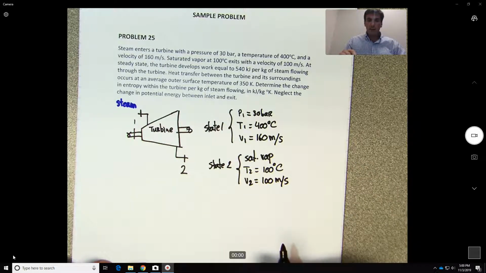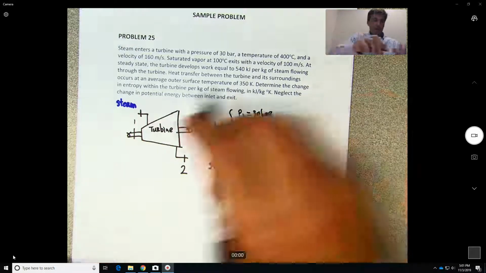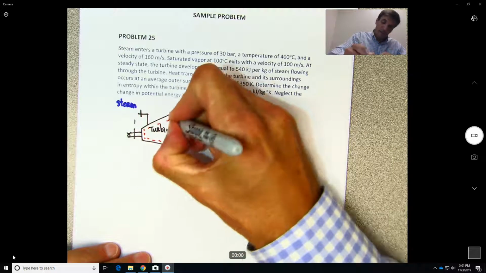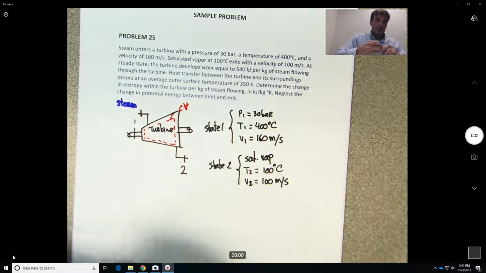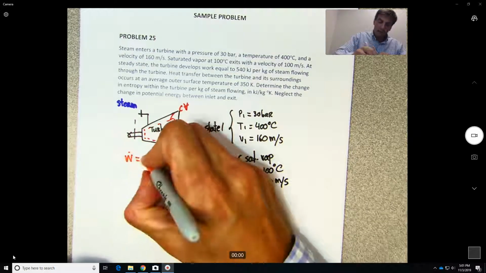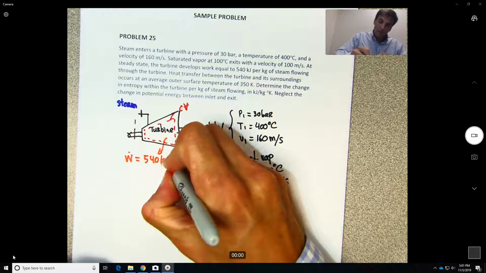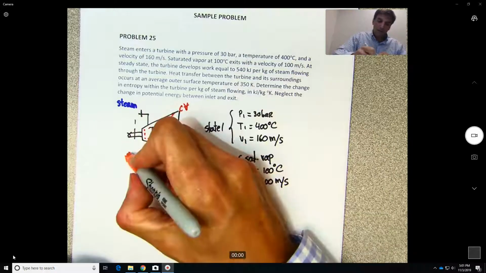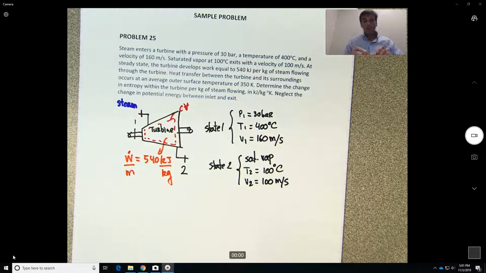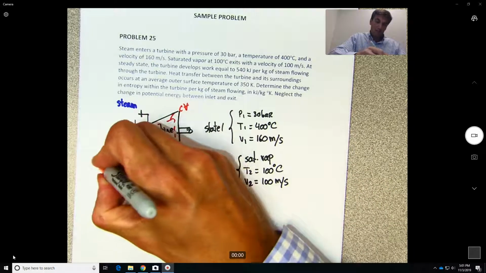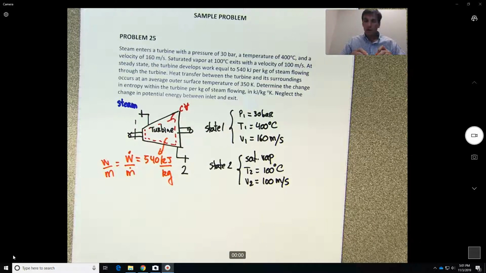At steady state, the work developed by this turbine, so this will be our control volume, is developed at a rate of 540 kilojoules per kilogram. Okay, this is really power, but you will see it's really power per unit mass, or just work per mass, because the seconds would cancel on top and the bottom.